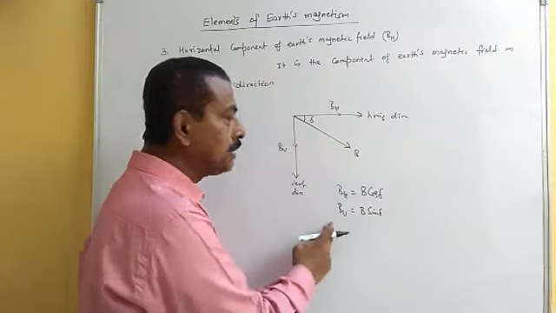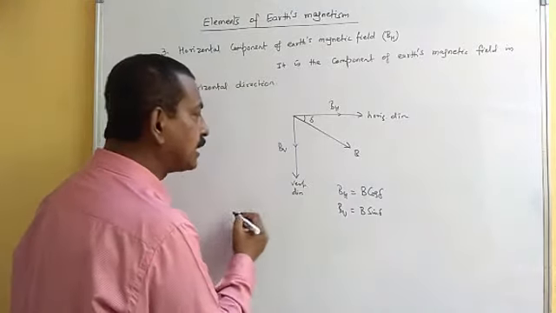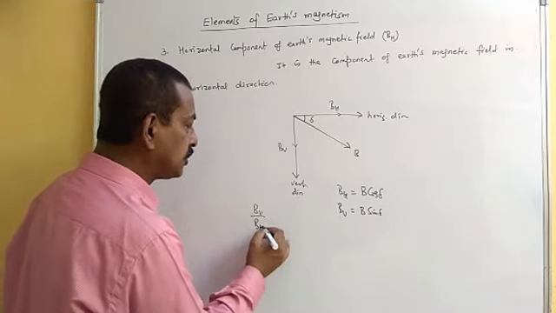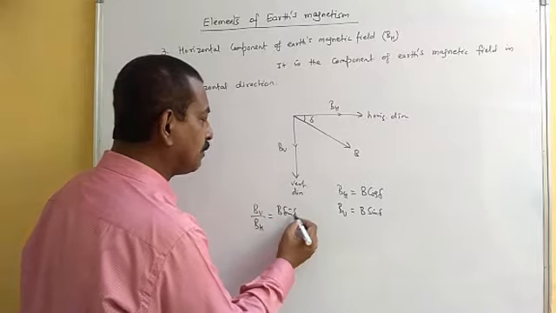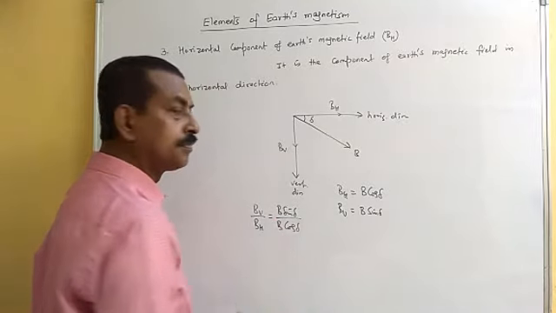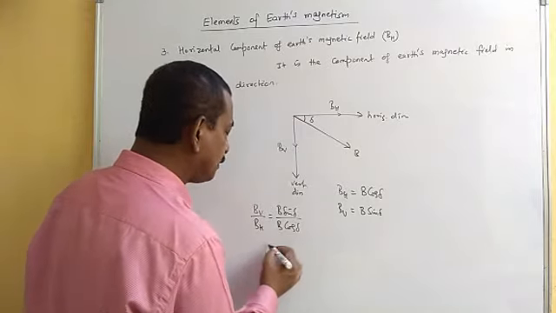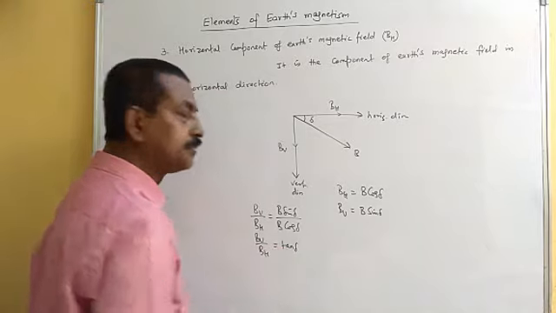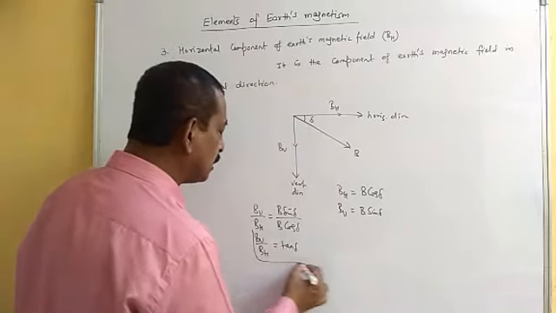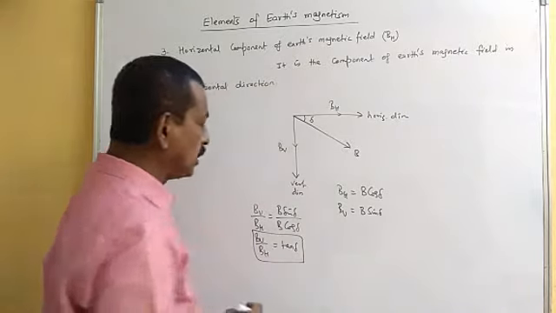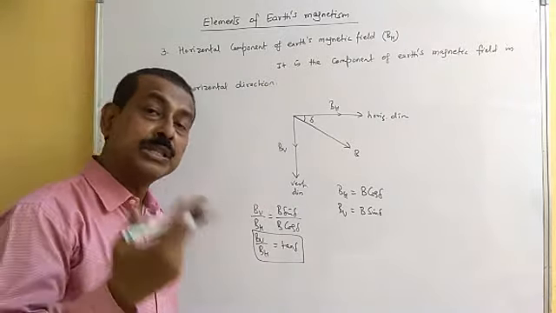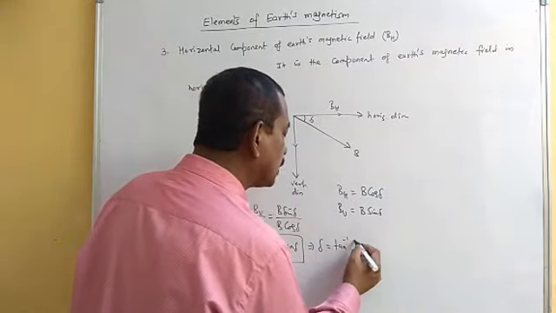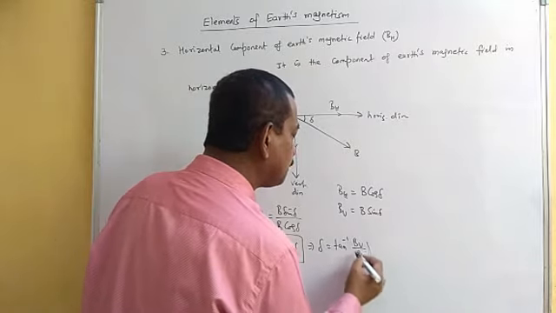And if you just combine these two, then what we can get? We can get BV by BH. This is B sin delta by B cos delta, and that is your tan delta. So tan delta is BV by BH. So this is the relation between vertical component and horizontal component of Earth's magnetic field with angle of dip. Because from here we can write delta equals to tan inverse BV by BH.